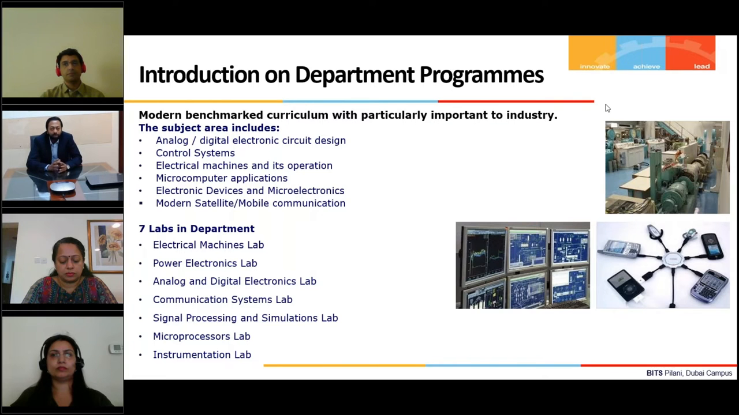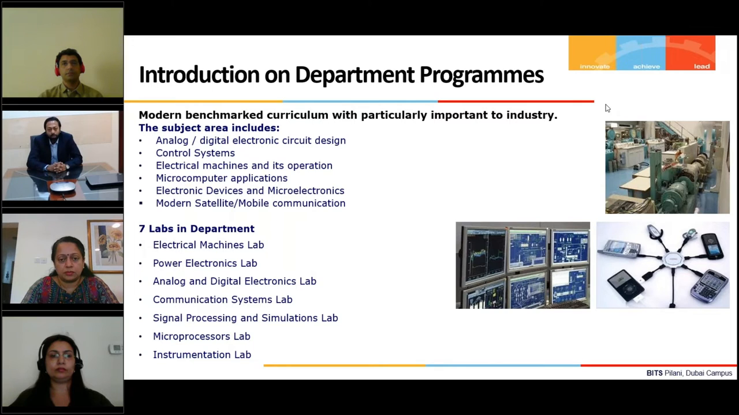Moving forward, we have specialized subjects in control systems, which help the students understand the basic control theory. How do you manage control system aspects in a big industrial unit? Moving forward, we have fundamental subjects like electrical machines, which we cannot ignore in any stream of engineering. Their basic operations and fundamentals, and how they help us in forming design parameters, will all be discussed in the subject area that covers electrical machines.